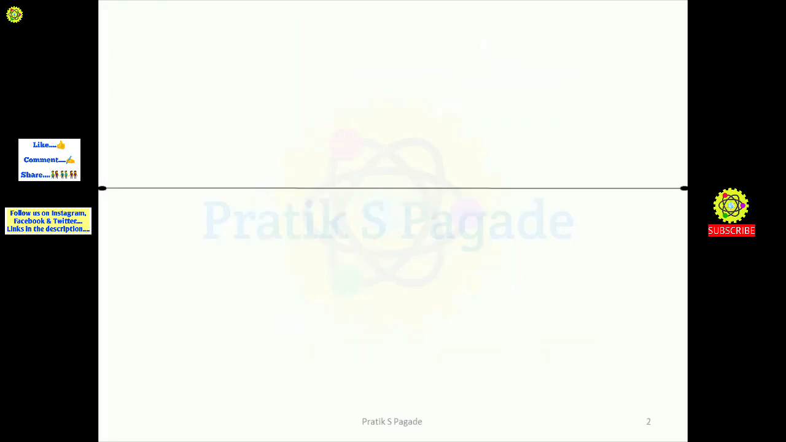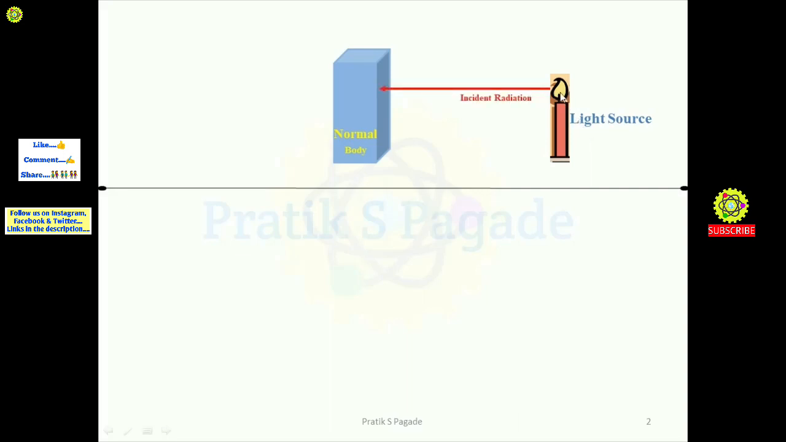So students, see here, suppose this is a normal body, and here is a light source. This light source emits the incident radiation on this normal body. Due to this incident radiation, part of it gets reflected, as you can see in this diagram, part of this incident radiation gets transmitted through the body, and part of this incident radiation is absorbed in this normal body.